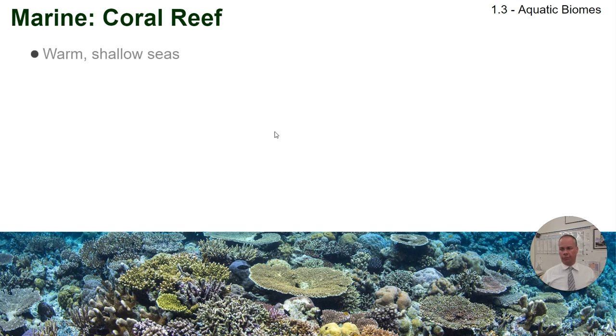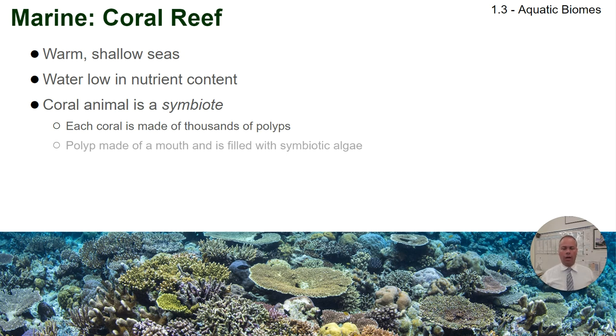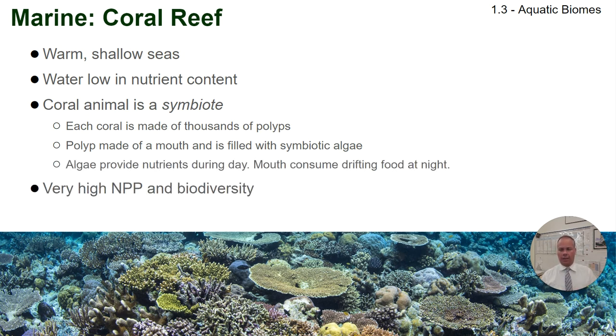And then, of course, we have our coral reefs. Coral reefs are found in warm, shallow oceans. You can see a picture here at the bottom of a variety of corals. The water here in coral reefs is relatively low in nutrients, and it's dominated by these animals we call coral. Coral is a symbiotic organism that lives with a type of algae within its cells. And the algae provide nutrients for the coral to consume. Okay? And the coral provides a living space for those algae. So we have this symbiotic relationship.